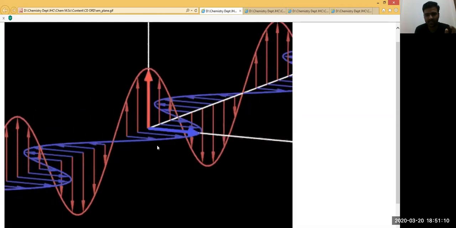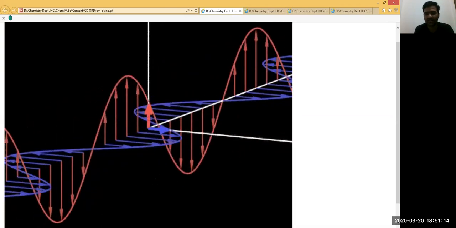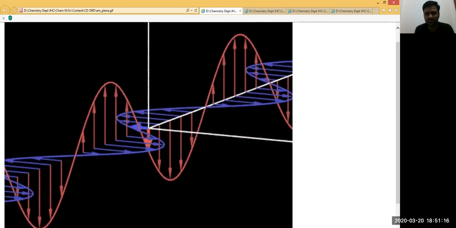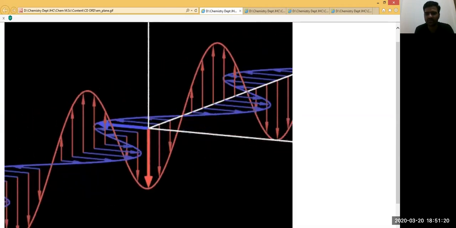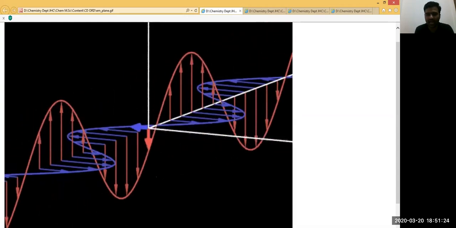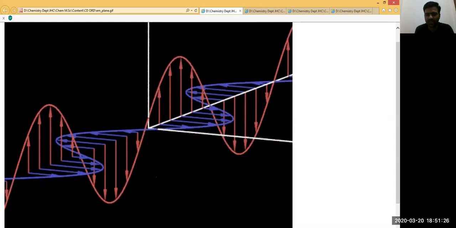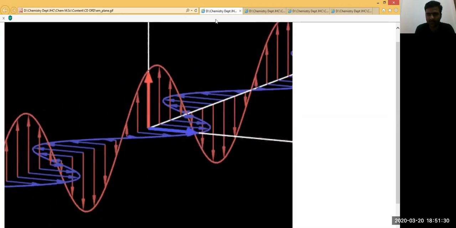Now, what is very significant to note here is that both the electrical field and the magnetic field components are in phase over here, indicating that they are reaching a maxima as well as a minima simultaneously. And there is no lag between the maxima and minima for the electrical field component and the magnetic field component, right?